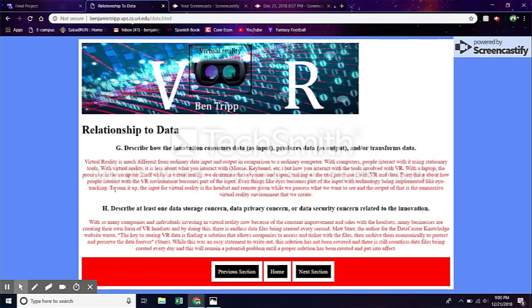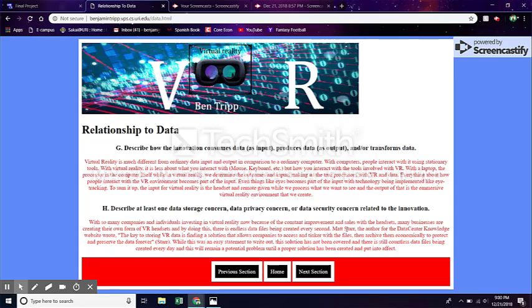And for the final prompt, I have prompt H, which states describe at least one data storage concern, data privacy concern, or data security concern related to the innovation. So here I actually looked up a website that talked on this exact topic about how data files being created by all these companies that are creating virtual reality headsets is already getting out of control in the very start of virtual reality.